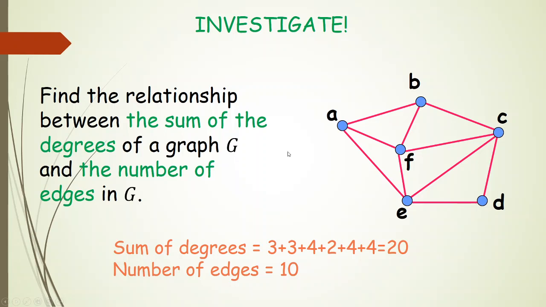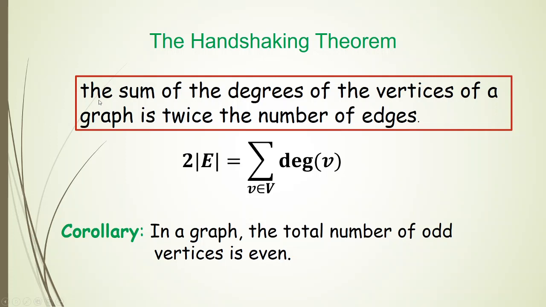What do you notice? So there is actually a theorem for this, which states that the sum of the degrees of the vertices of a graph is twice the number of edges. So the sum of the degrees of the vertices is equal to twice the number of edges, so 2 times the size of your graph. And this is true for all graphs.